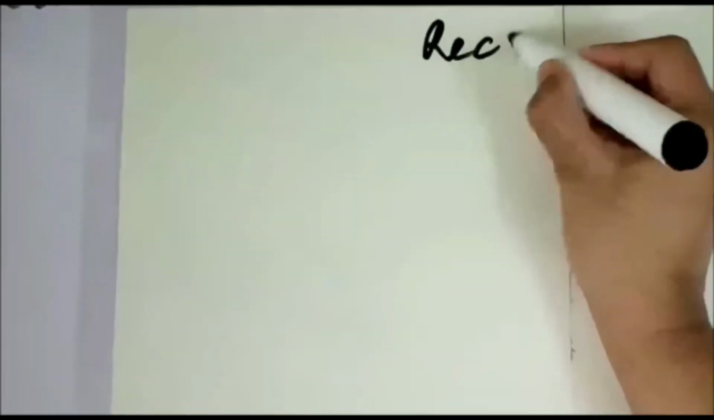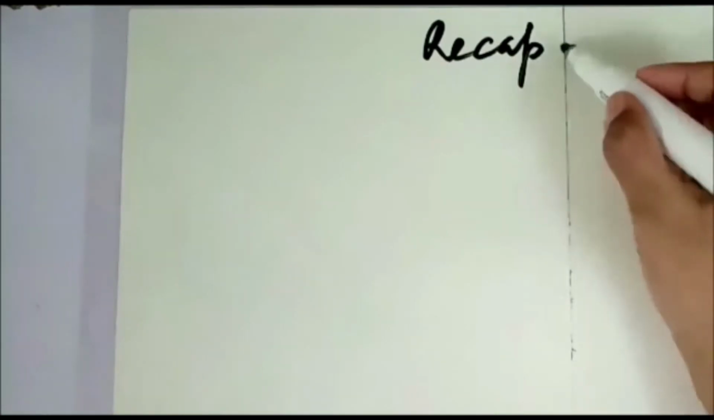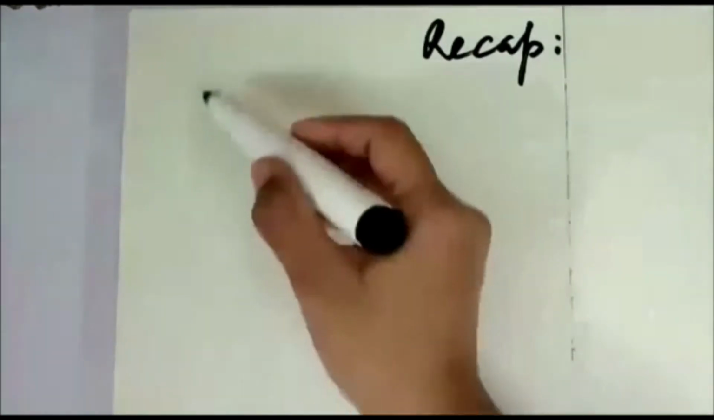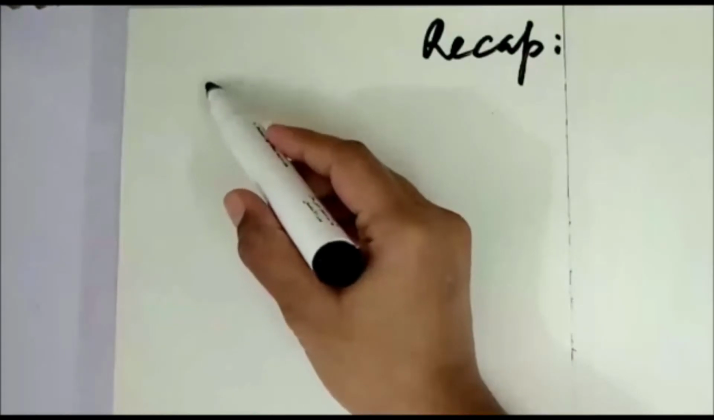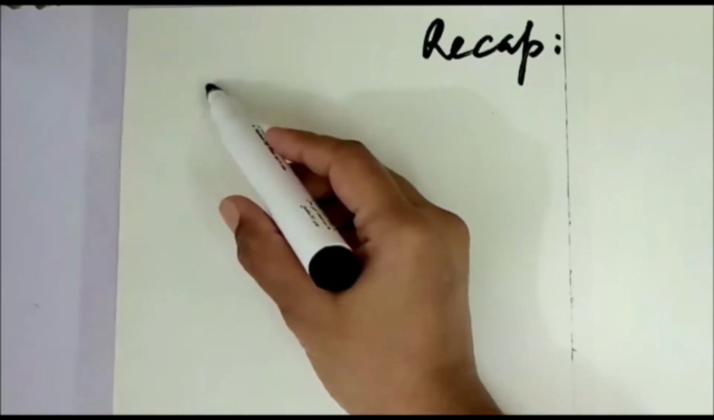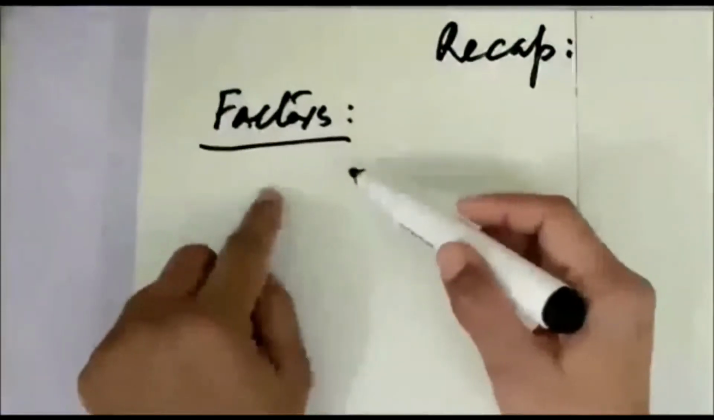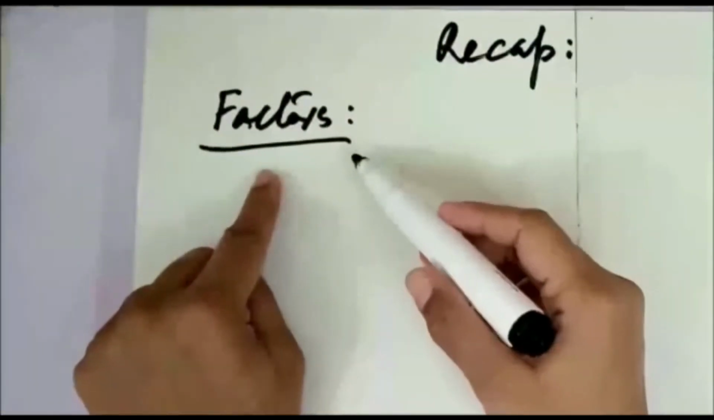I am going to discuss the recap of the chapter prime, HCF and LCM. So in this recap, we will discuss first of all factors. We have already done factors and whole numbers in our previous class, in class 5. Now I am gonna give you a quick recap of factors. For the most part, we are gonna talk about the factors.